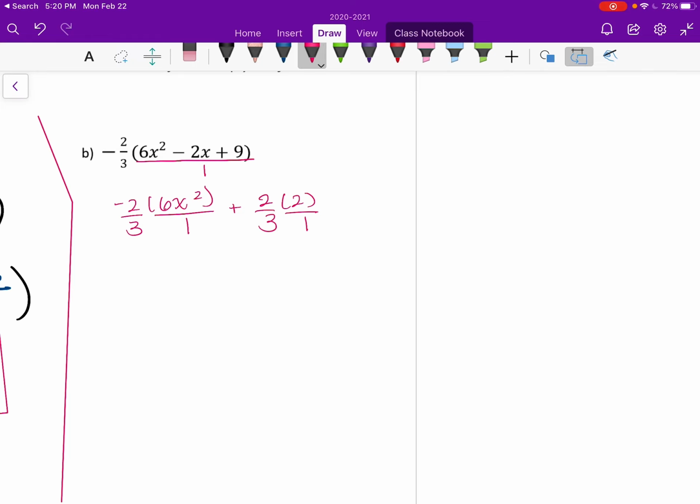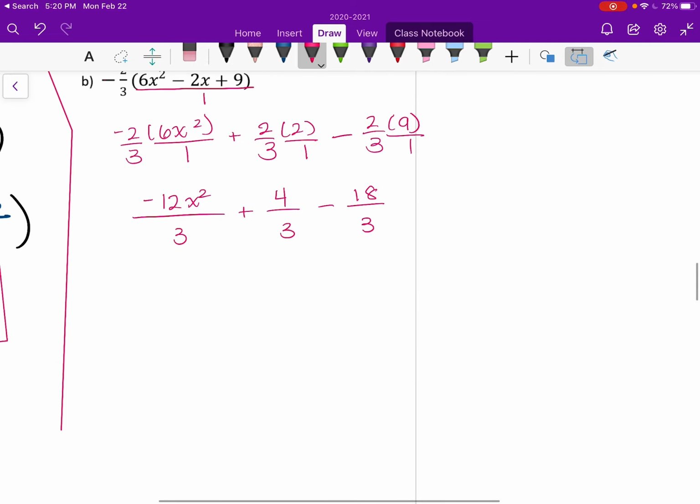And you don't have to do it this way. If it makes sense to do it without the brackets, that's fine. I have a negative and a negative, so that's going to change into a negative, right? It's going to be 2 over 3 times 9 over 1, right? So let's just do the math. Negative 2 times 6 is going to give me negative 12x squared over 3 times 1 is 3, plus 2 times 2 is 4, 3 times 3 is 3, minus 2 times 9 is 18 divided by 3, right?